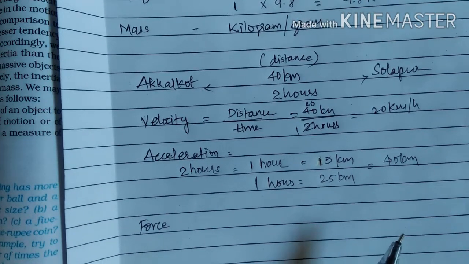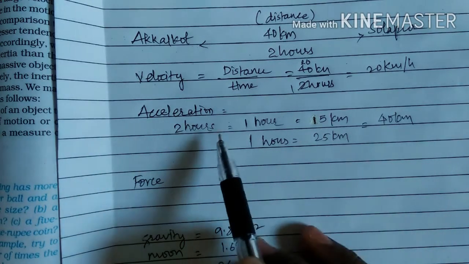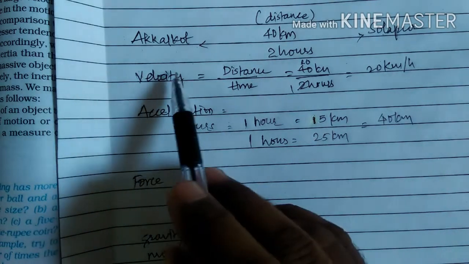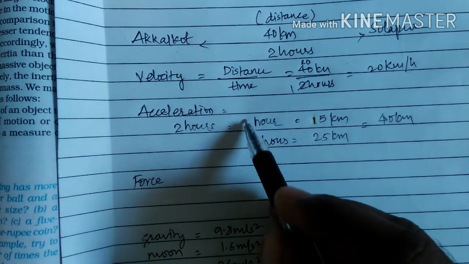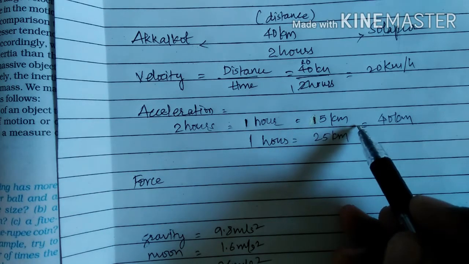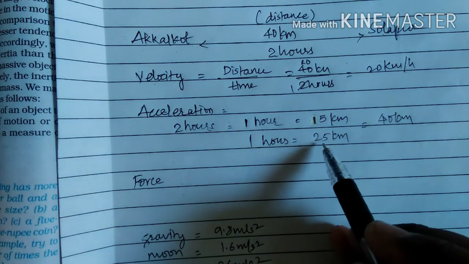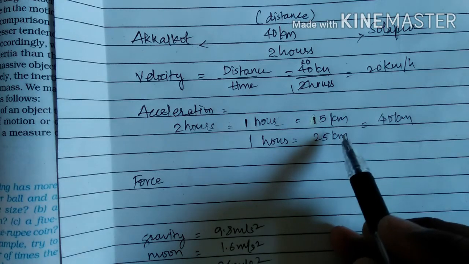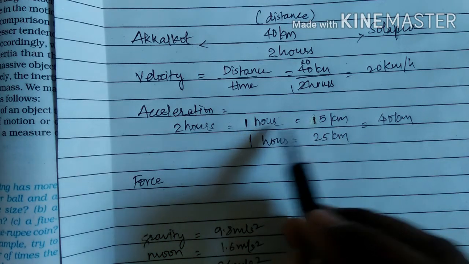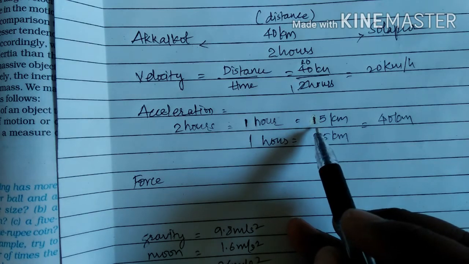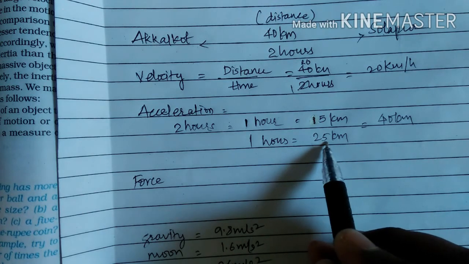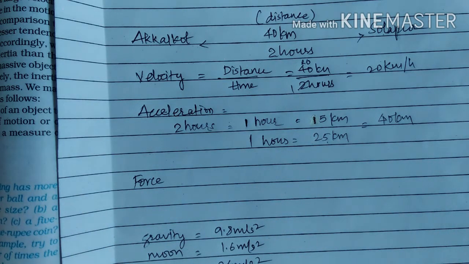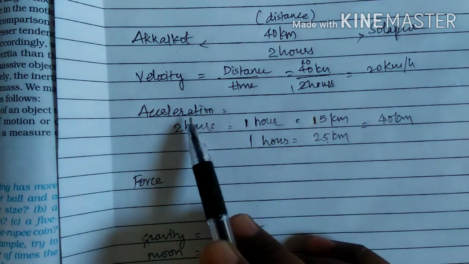Now we will talk about acceleration. Now this bus has taken 2 hours to travel from Akkalkot to Solapur. Now suppose that the bus travels in the first hour only 15 kilometer. In the next hour it travels 25 kilometer. It means there is a change in the kilometers traveled, and this is called acceleration.